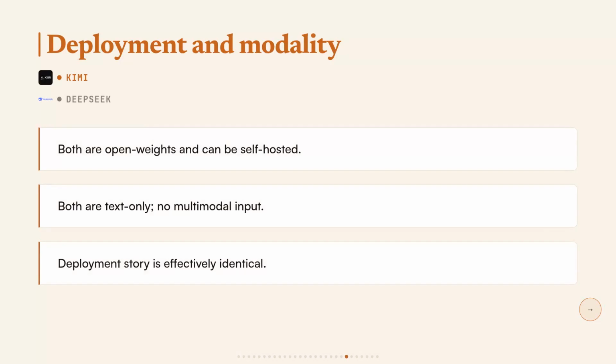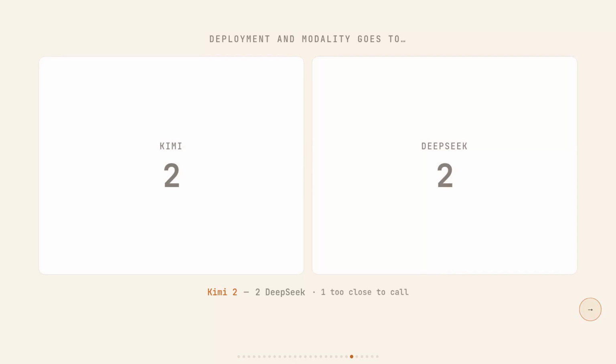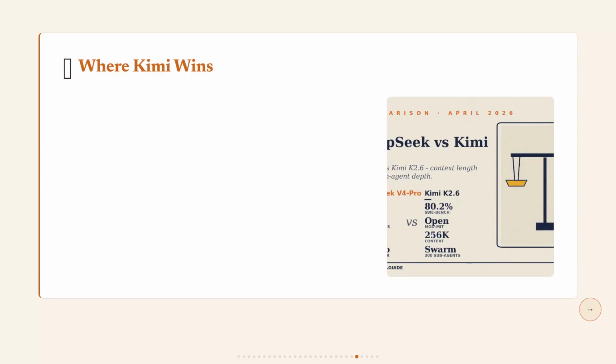Both models are genuinely open weights with self-hosting available, so if data sovereignty is your concern, neither one forces you to the cloud. The decisive split lies entirely in price, speed, and codebase size, not in deployment flexibility. Deployment is even across the board. Final score, Kimi 2, DeepSeek 2, 1 tied, and the winner comes down to what you actually need from your coding model.